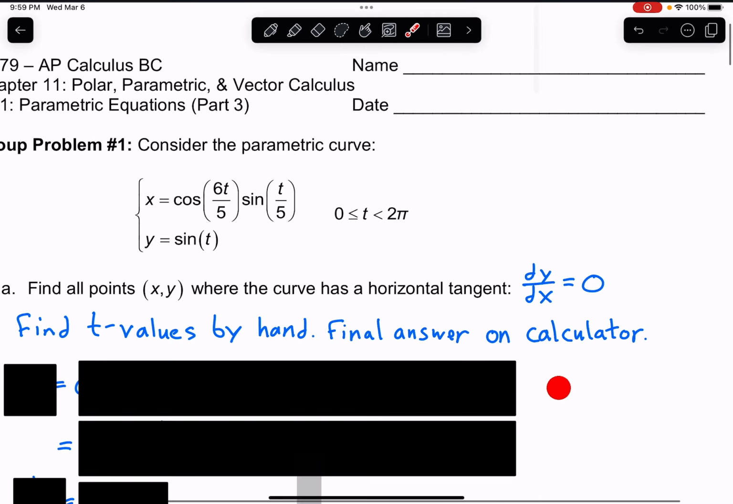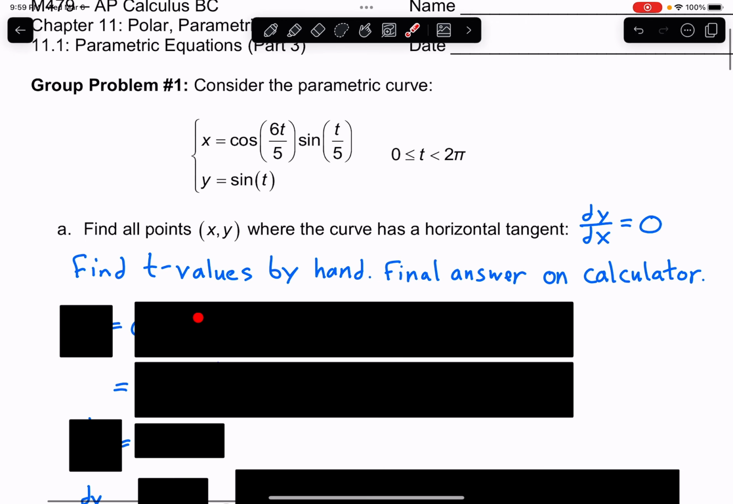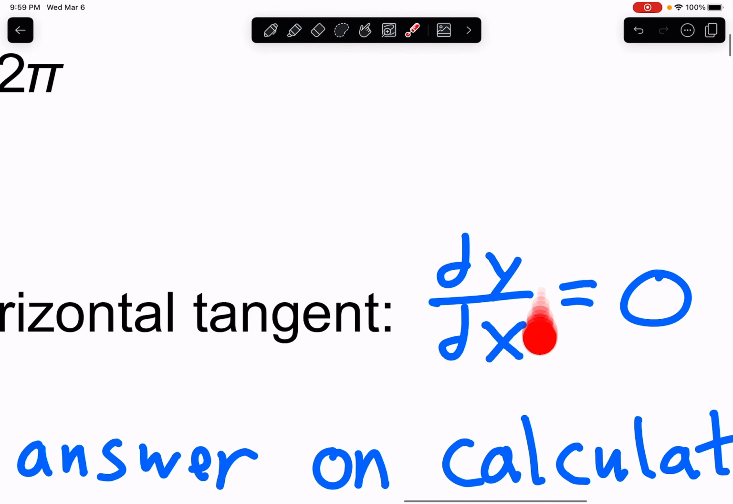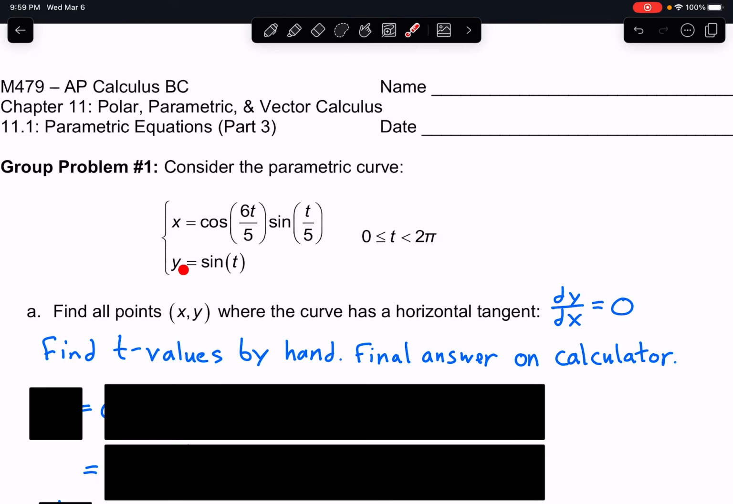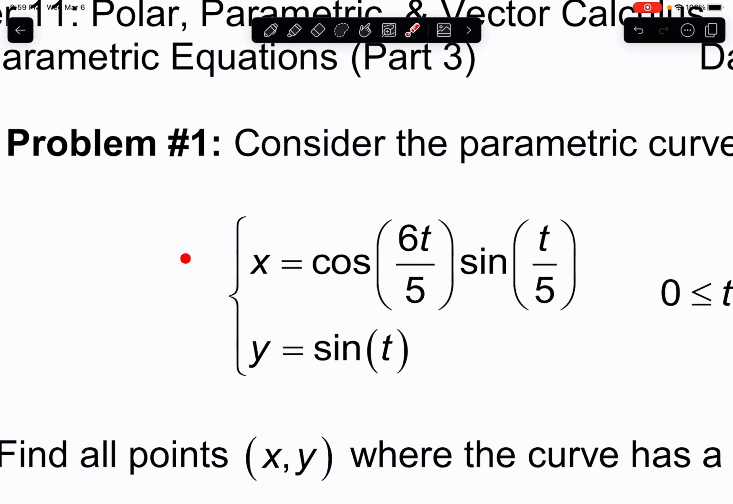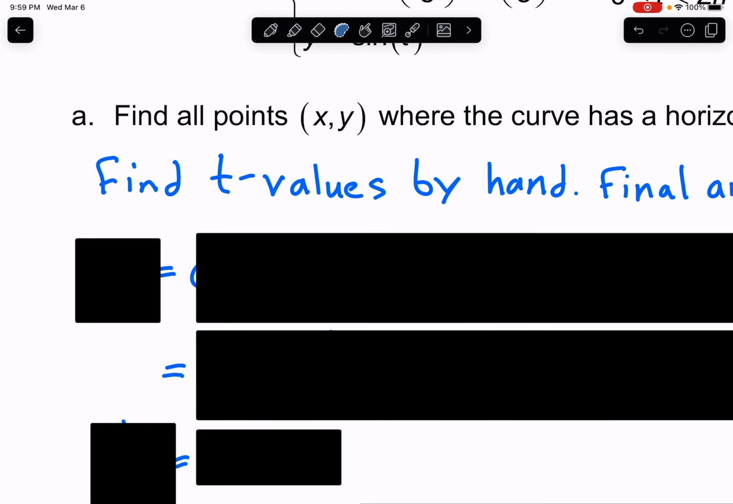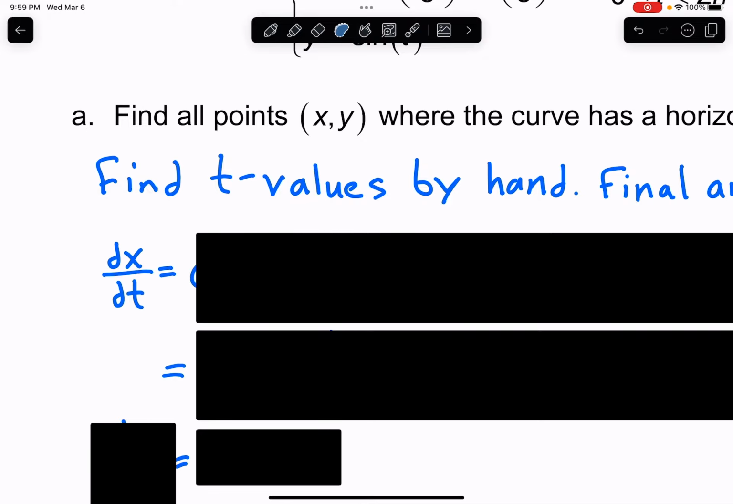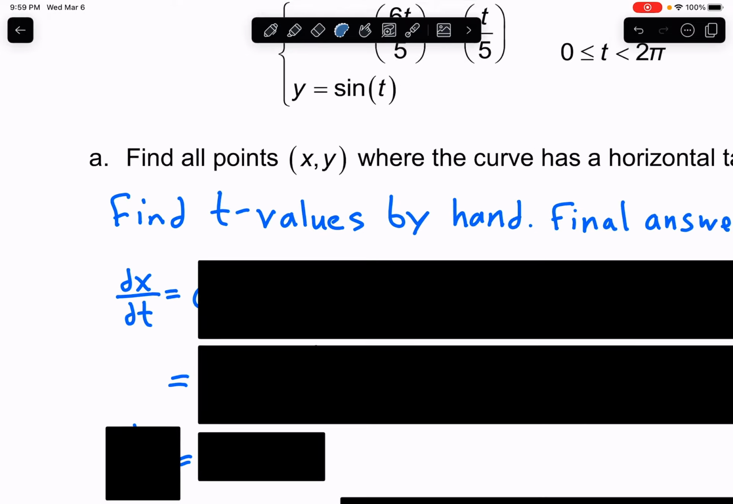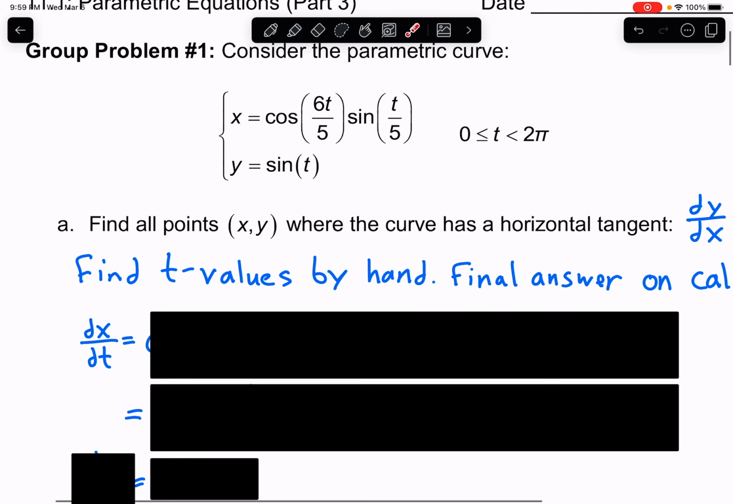All right, so to practice this question, we're going to find the t values by hand, but we will get the final answer, which remember is ordered pairs, on the calculator. Okay, so first I need to find dy dx, but since I have a parametric curve here, I have x of t and y of t, right? Both x and y are in terms of t. So I'm going to start off by finding each of their derivatives with respect to t. So what is dx dt going to be?